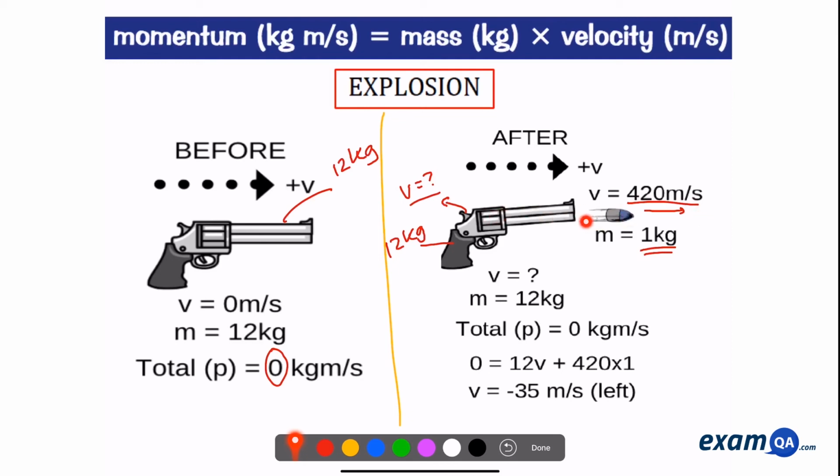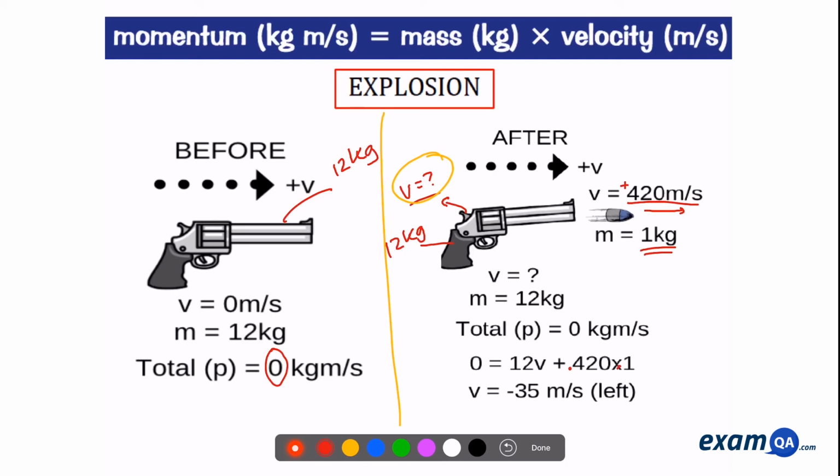So how do we write that? We're going to say that total momentum is equal to 0, but that's a sum of the momentum of the gun, which is 12 times velocity. We don't know that. We want to find that out because we're trying to find out the recoil. So 12 times v, right here, plus the momentum of the bullet, 420 times 1. And because it's going forward this way, we're going to keep this as a plus 420. So then all I do is I rearrange it. So 0 equals 12v plus 420 times 1.